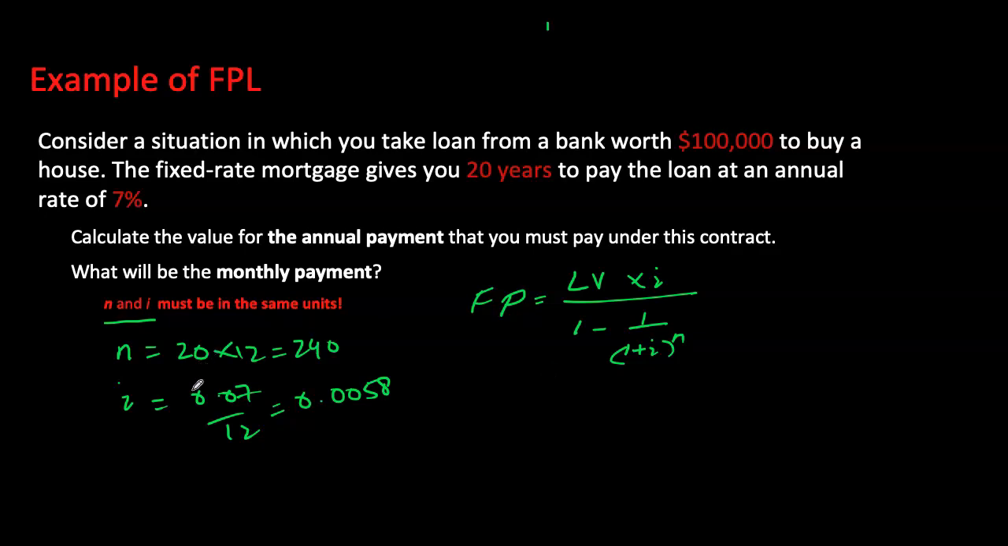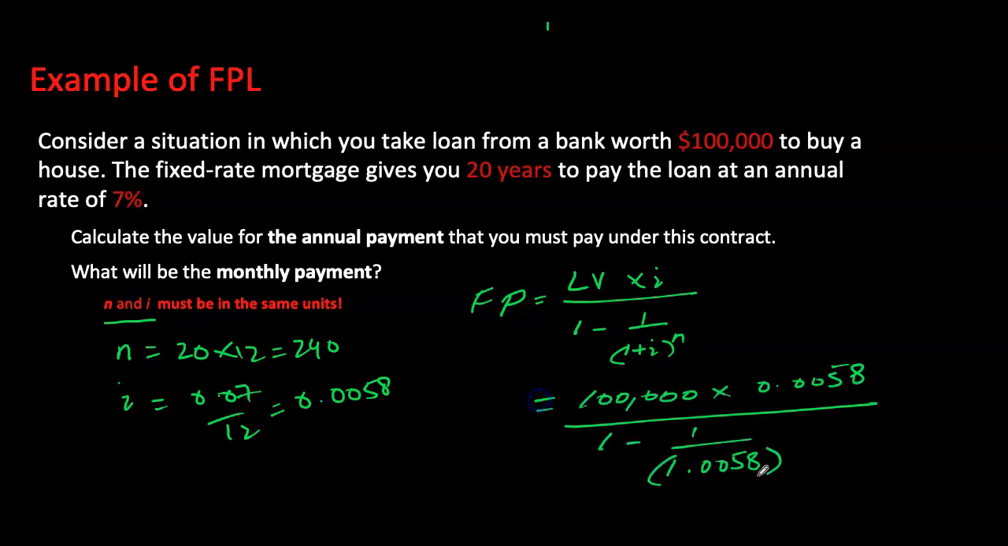Substituting my I and N respectively into the formula, wherever you see these two variables, you will get your monthly fixed payment. Don't forget to change your interest rate in the denominator as well over here, and I'm taking it to the power 240, and now using my calculator, it gives me the fixed monthly payment of approximately $772.90.